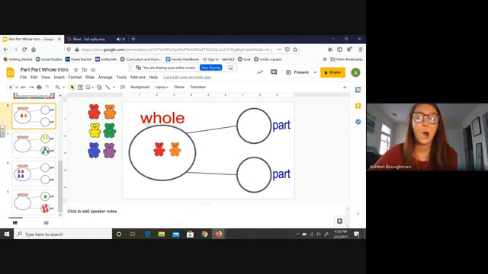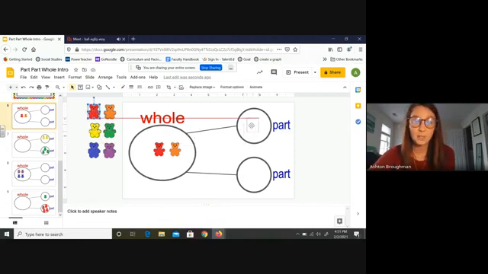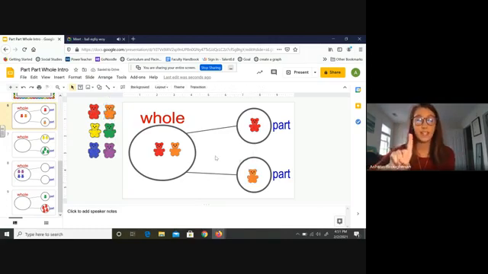So here is my whole. And I have to figure out what are my parts? So my whole, I have one red teddy bear and one orange teddy bear. And I want to break them apart or separate them into our different parts. So I'm going to take one red teddy bear and put it in one part, and one orange teddy bear and put it in the other. So my two parts, I have one red teddy bear and one orange teddy bear. When I put them together, I have two teddy bears, one red and one orange.